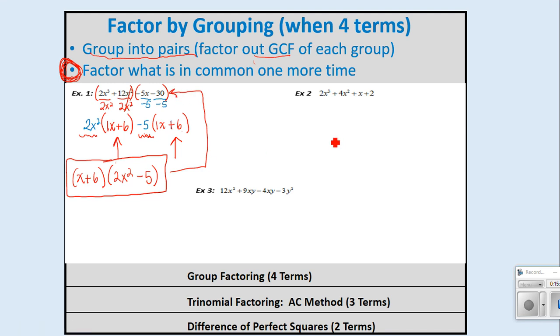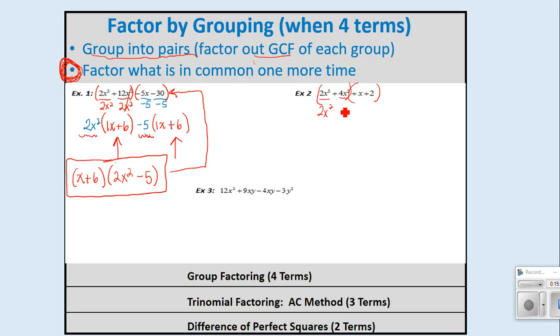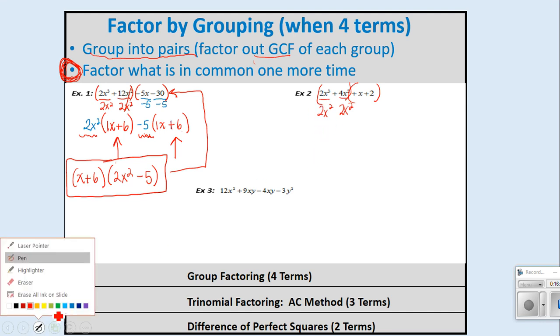Okay, let's try it again. Group these two, group these two. Okay, what do the first two have in common? Well, they have a 2x squared in common. That's just funny that that happened again. I didn't mean for that to happen. So they do have a 2x squared in common.